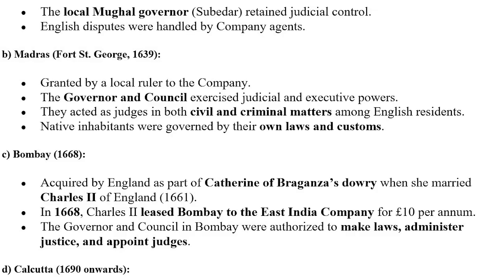In Bombay, 1668: Bombay was acquired by England as part of Catherine of Braganza's dowry when she married Charles II of England in 1661. In 1668, Charles II leased Bombay to the East India Company for £10 per annum. The governor and council in Bombay were authorized to make laws, administer justice and appoint judges.